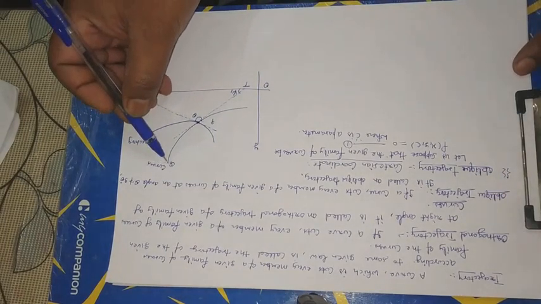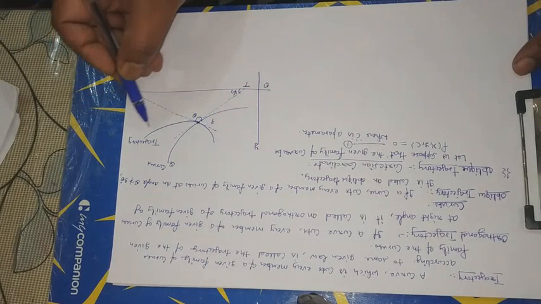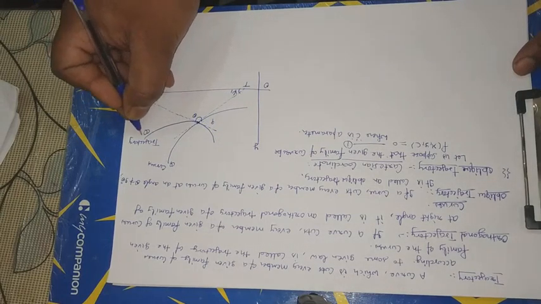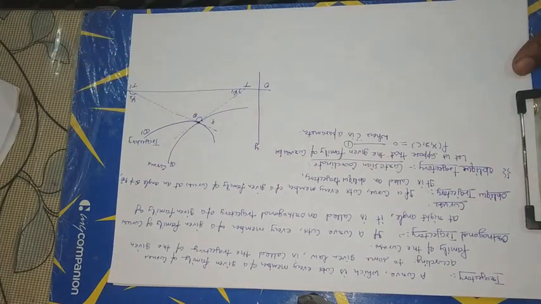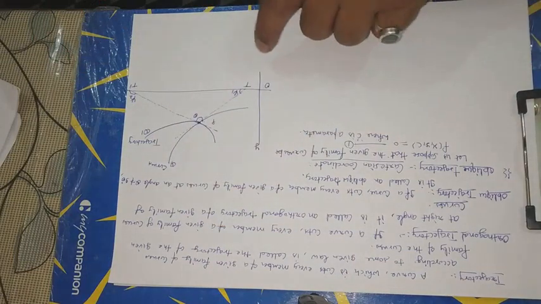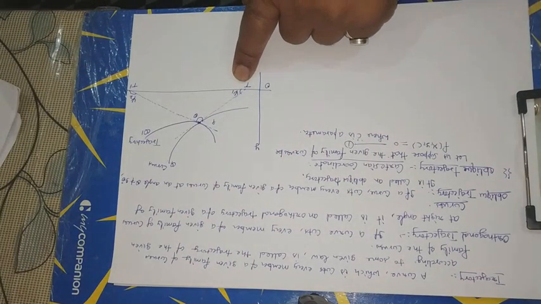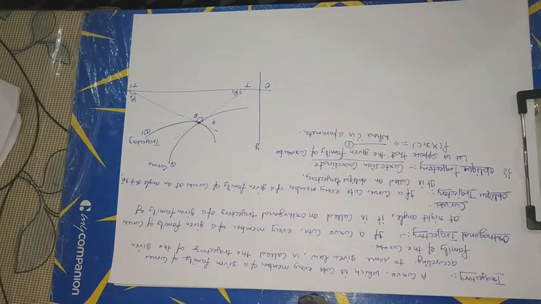Repeat again. PQ is the family of curves, and this is PQ dash, the trajectory. We draw at point P a tangent PT which makes an angle psi 1 with the horizontal, and similarly we draw a tangent of the trajectory at point P, PT dash, which makes an angle psi 2 with the horizontal.